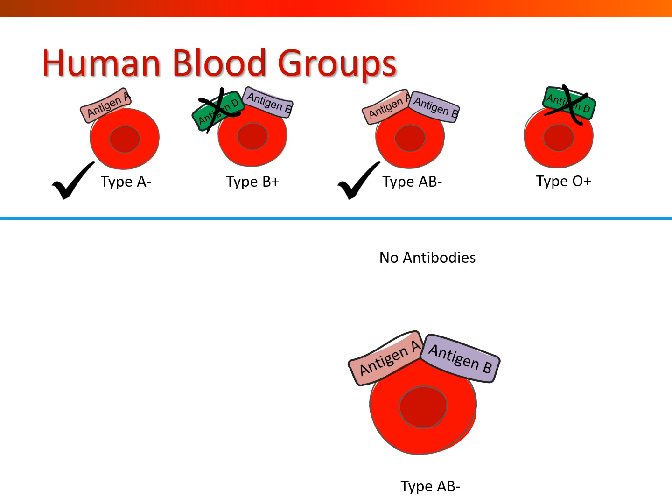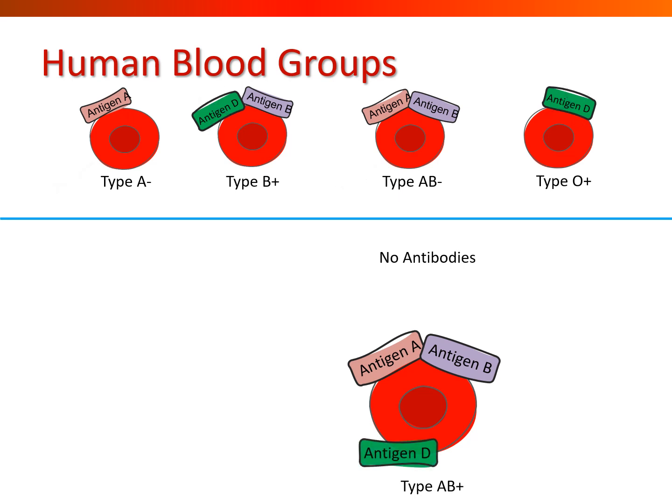Now earlier we also said that AB was a universal recipient. It can take from anybody, except AB negative, because AB negative has to take an Rh negative blood type. Let's take a look at one more example.